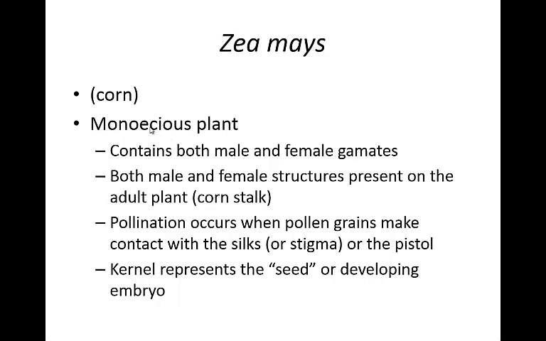In the corn plant, both the male and the female structures are present on the adult plant, with the corn stalk being the adult plant. Pollination is going to occur when the pollen grains make contact with the silks, or the stigma of the pistil. The kernel of corn that's formed within is going to represent the seed, or the developing embryo, for this particular plant.